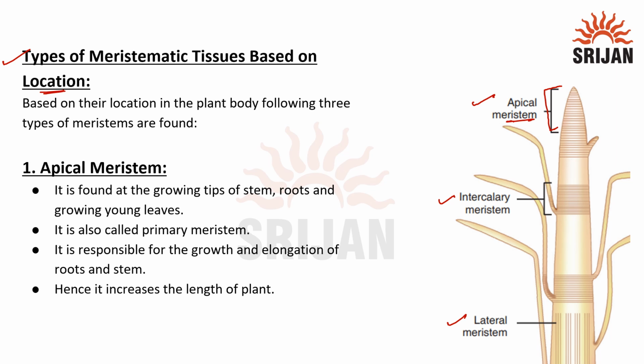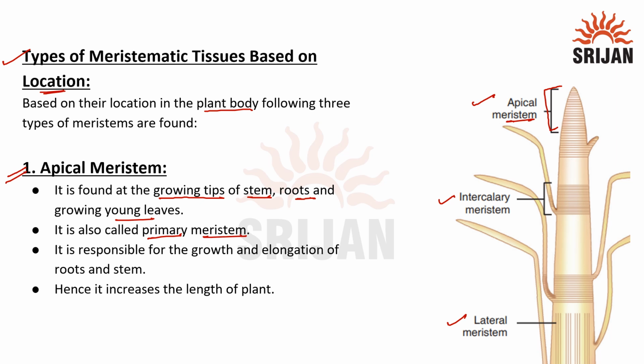So based on their location in the plant body, we can classify these meristematic tissues into three types. The first one is the apical meristem. Now the word apical is related to apex, that means the tip. Such a type of apical meristem would be found in the growing tips of the stem and root and the young leaves. And such a type of meristem is also called the primary meristem.